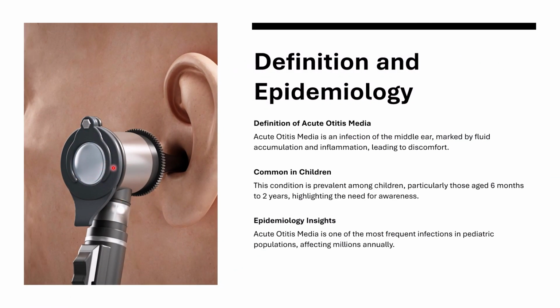We have seen the anatomy of the middle ear. Let's take a look at definition and epidemiology. Acute otitis media is an infection of the middle ear which is marked by fluid accumulation and inflammation, which causes discomfort in the patient. It is very common in children, particularly 6 months to 2 years, because of their low immunity as well and their high risk group. And it affects millions of the pediatric population annually.